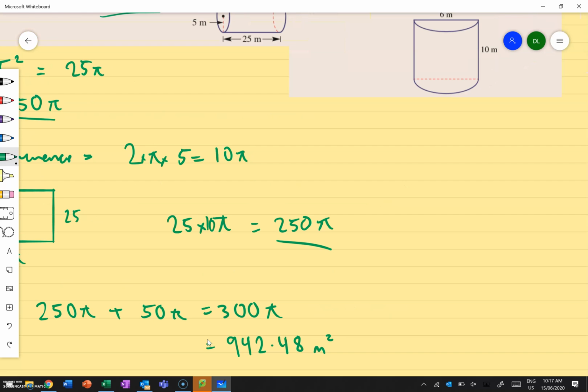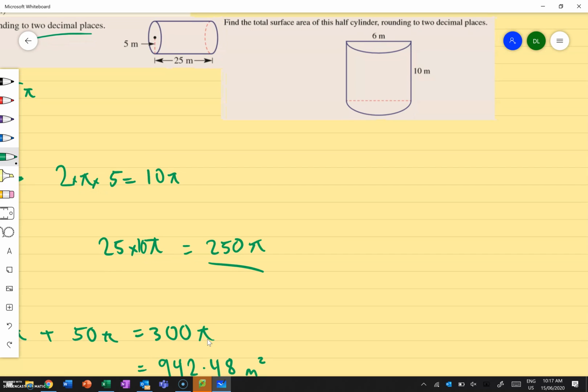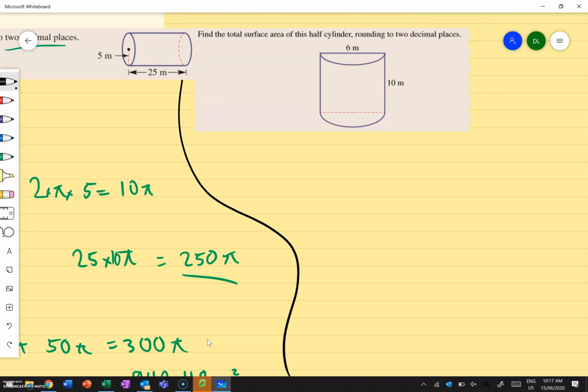Now, I'm going to quickly go through this last one. I know a lot of you guys are a bit fried at the moment, so I'm going to go through this one quickly. This one over here is actually very similar. The only exception is that it's just cut in half. Yeah, divide by 2.